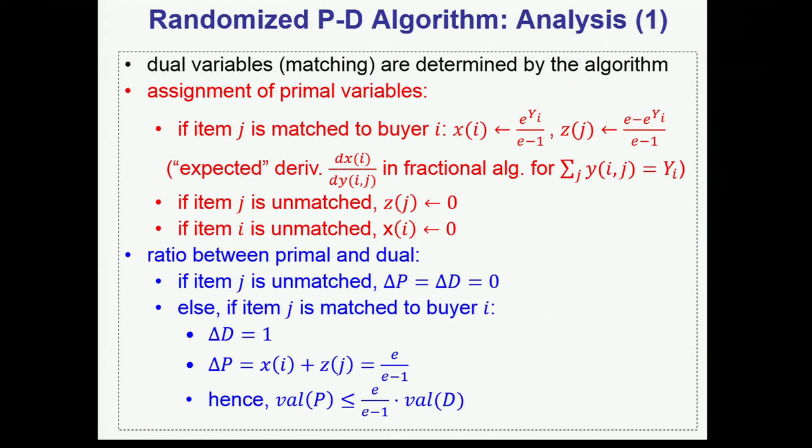So the idea is the following. When we have an item j which is matched to buyer i, we're going to set the primal variables. x_i is going to be equal to e to the power of this random variable y_i, divided by e minus 1. And z_j is e minus e to the y_i, divided by e minus 1. Now, where do these values come from? You can think of it as the derivative, if we look at the assignment of x_i in the fractional algorithm.